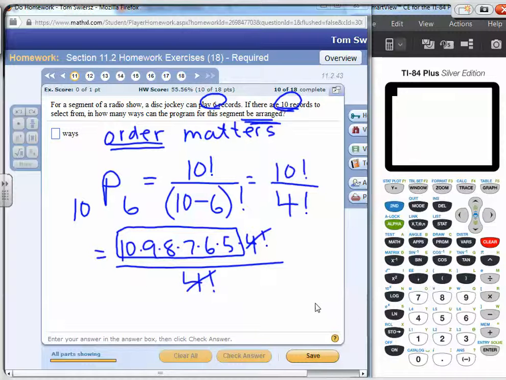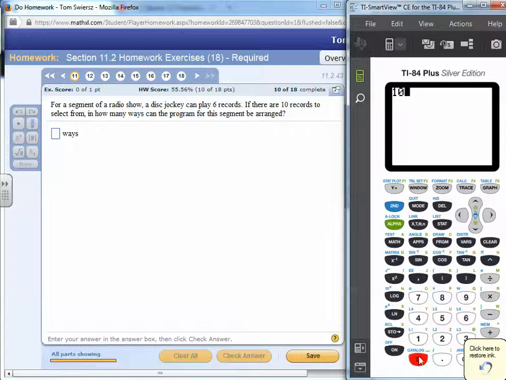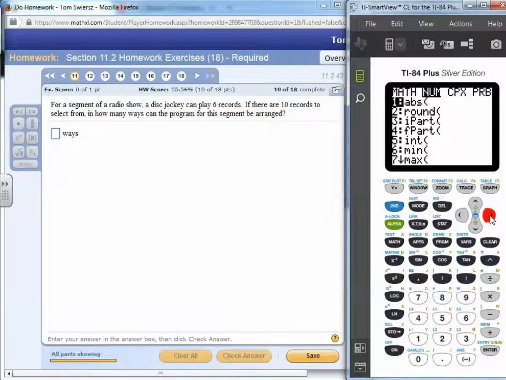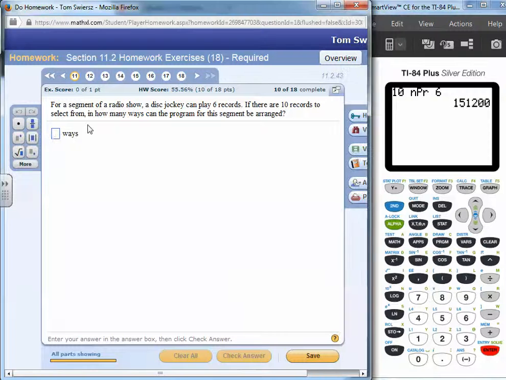Again, you would go ahead and put in the total number. You start out with that 10, and then you go over to the Math key, and then use your right arrow to highlight PRB, probability, at the top of the screen. And then we're going to use the nPr formula because order matters. So highlight number 2, or just click number 2. And then how many you're selecting, in this case, is 6. So we've got it all in, total of 10. It's a permutation selecting 6. And the answer is 151,200.